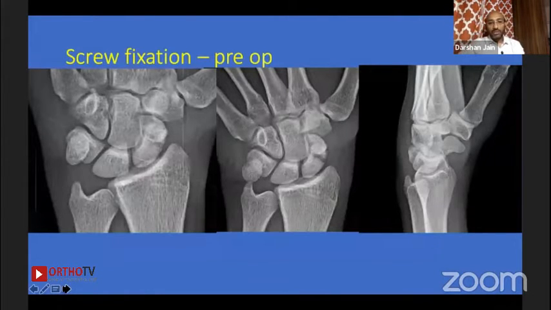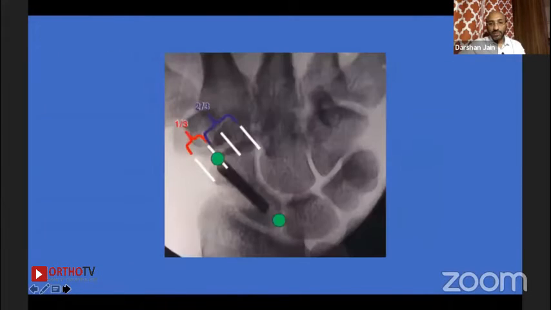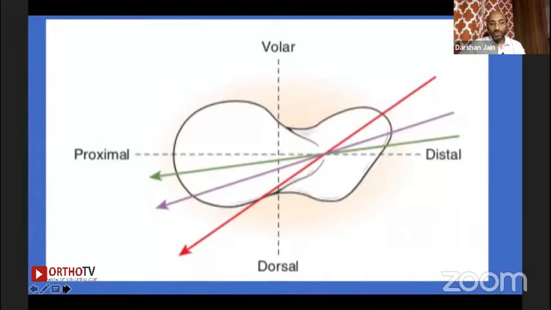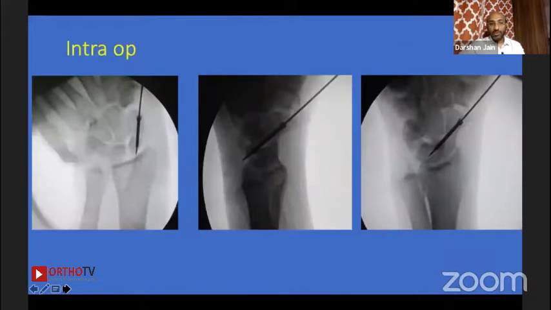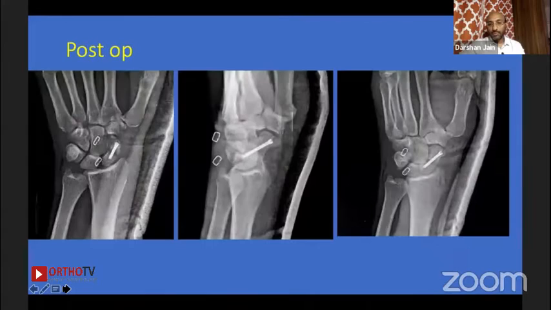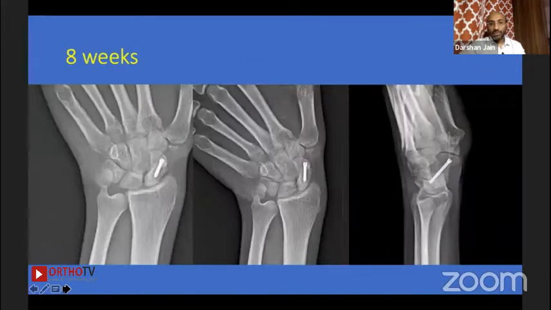So screw fixation. This is a typical percutaneous screw fixation. What we do, a case pre-op. This is the X-ray, waist fracture. That's the entry point what we choose. So this we already discussed about this extended wrist position, percutaneous screw fixation. See in all the views, PA, oblique, lateral views, 8 weeks, good union status.